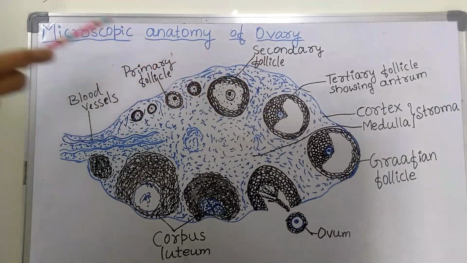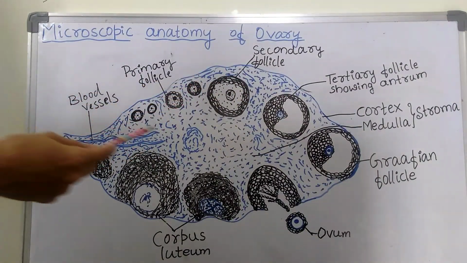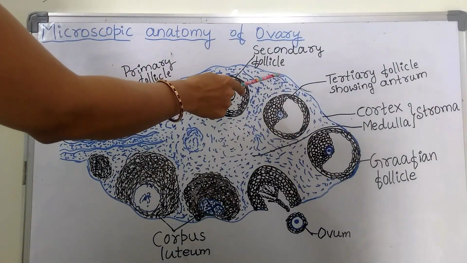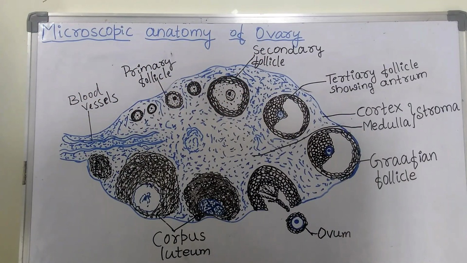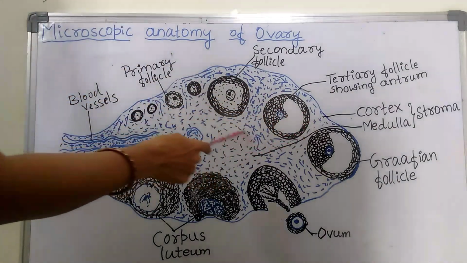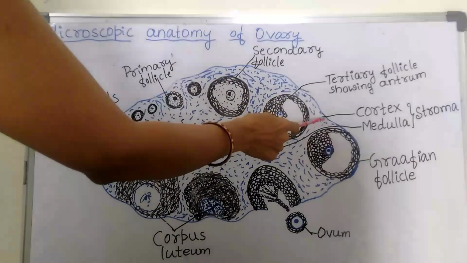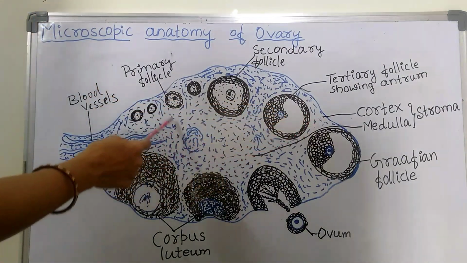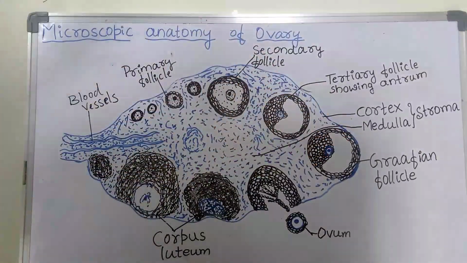Below the germinal epithelium, a tough, highly cellular connective tissue called stroma is present, and this stroma is divided into an outer cortex and inner medulla.